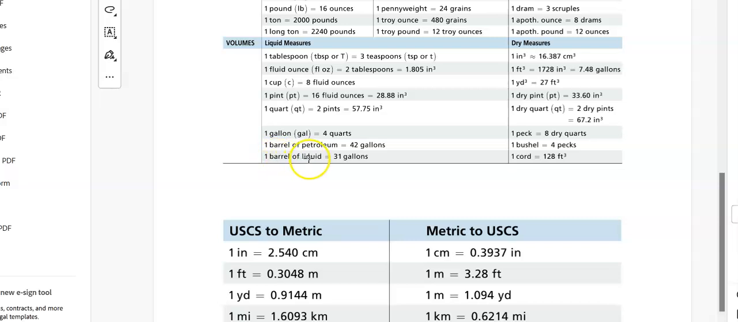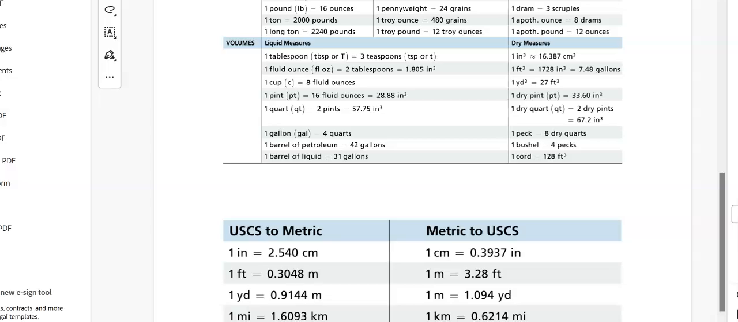Remember that there are 2 barrels. One is barrel of liquid, the other is barrel of petroleum. They have different volumes. So since it doesn't say petroleum, you usually use barrel of liquid. So 1 barrel of liquid equals 31 gallons, and 1 gallon equals 4 quarts. So you have to use these two conversion factors to change barrel to quarts. So I'm going to use 1 barrel of liquid equals 31 gallons. Then I want to use 1 gallon equals 4 quarts to change it.